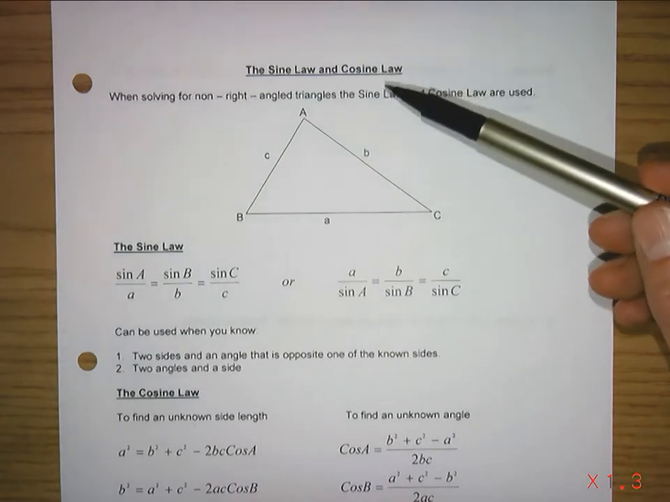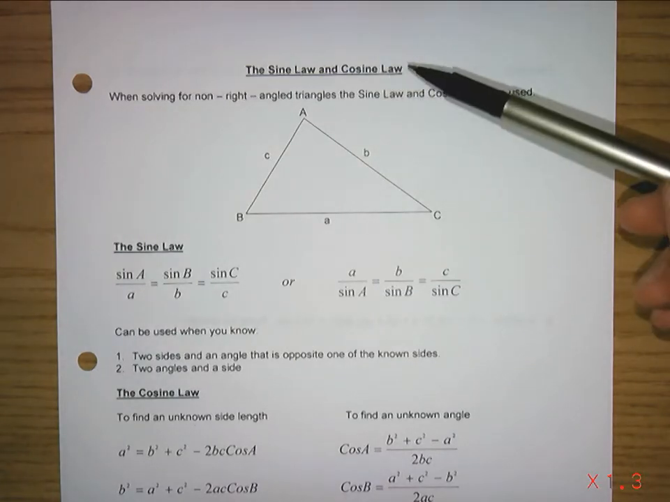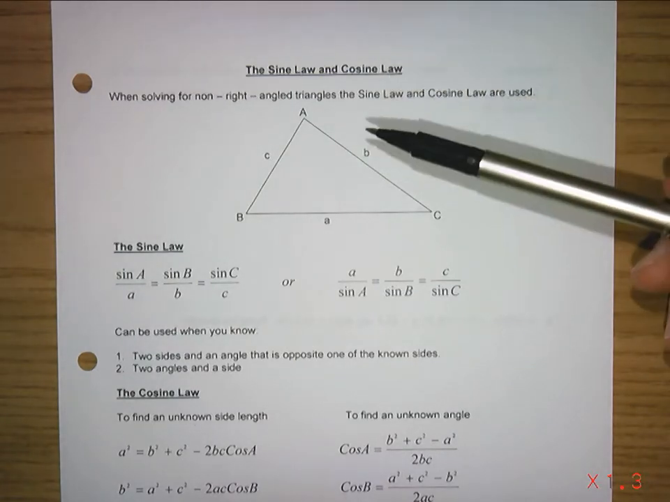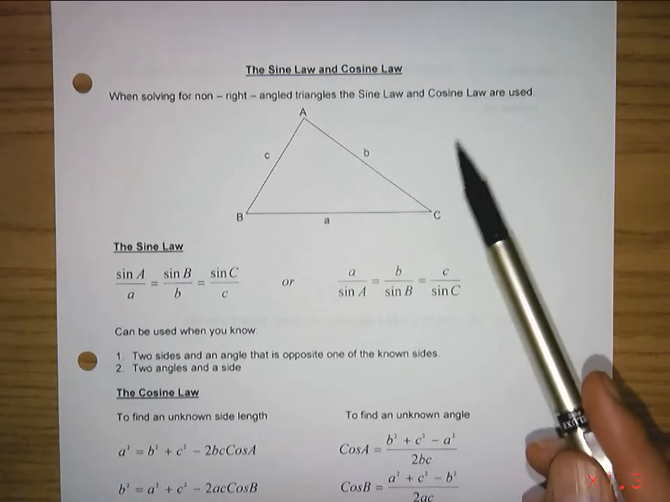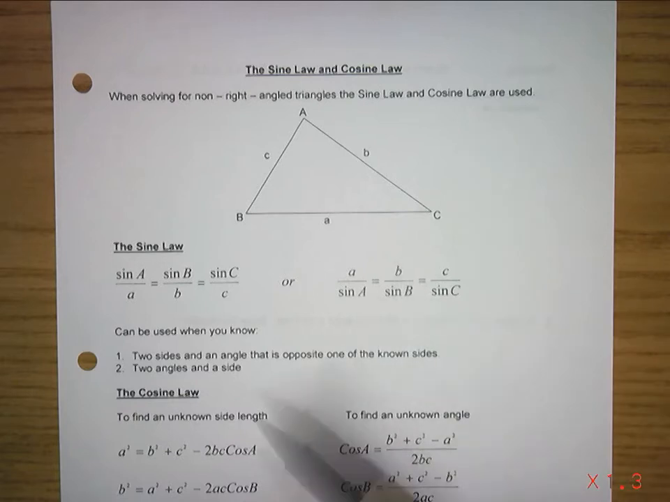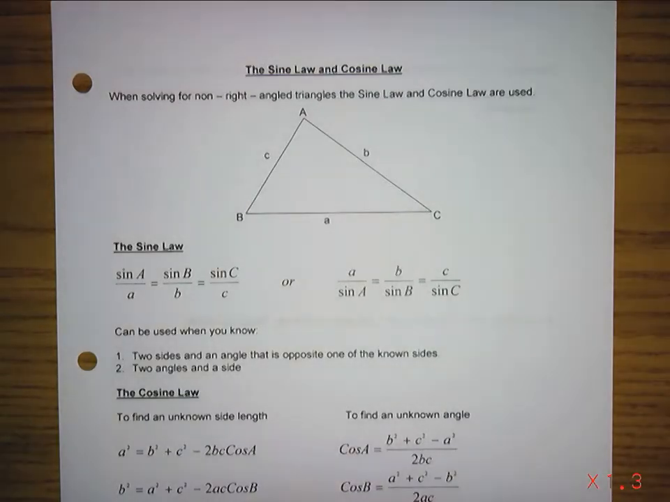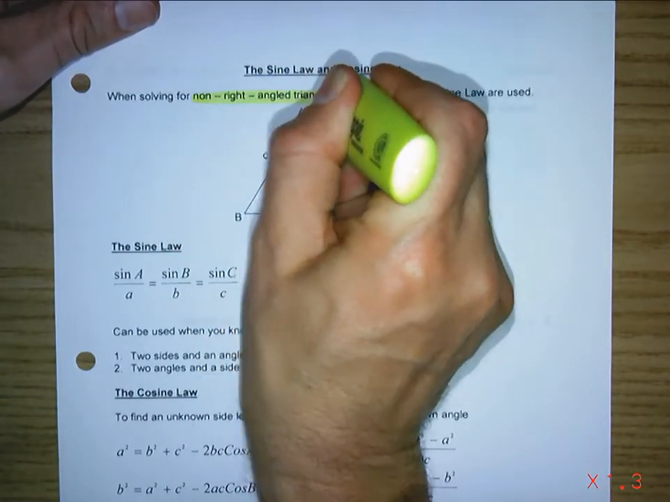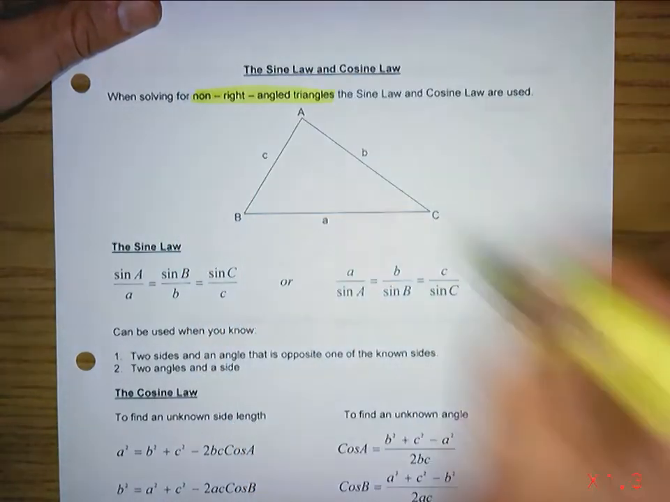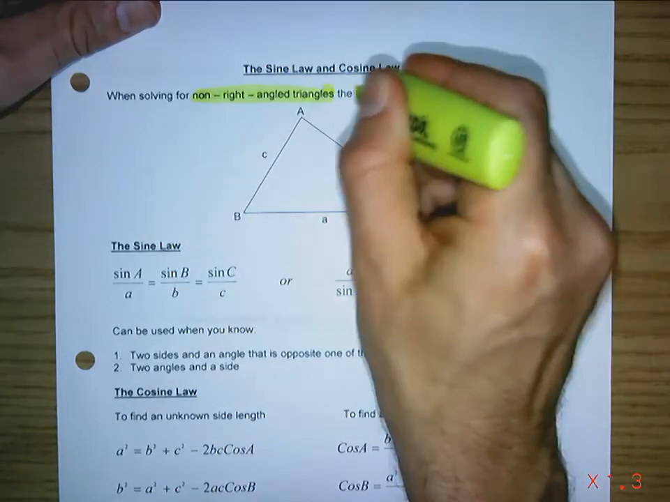We're going to take a look at what's called the sine law and the cosine law. Do not confuse that with SOHCAHTOA, with the trigonometry of right triangles. This is going to be trigonometry of non-right triangles, and I can't emphasize that enough. What we're dealing with now are non-right angled triangles. Okay? And it's called the sine law, and it's called the cosine law.